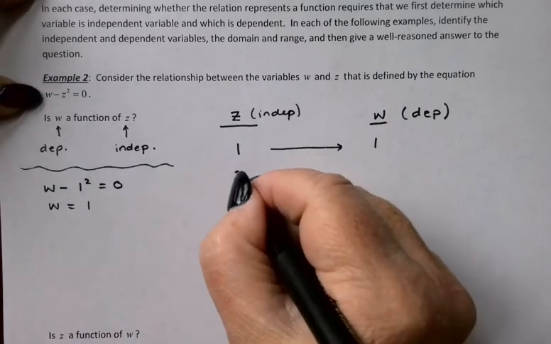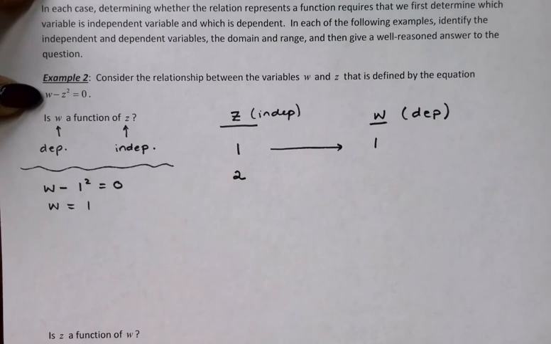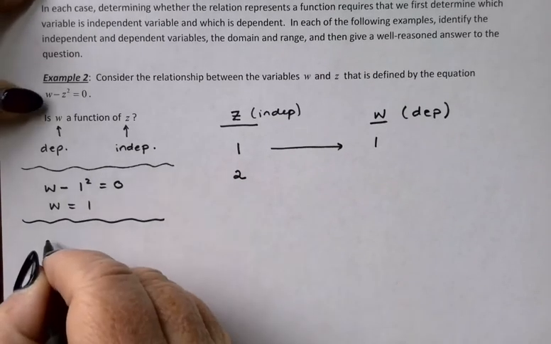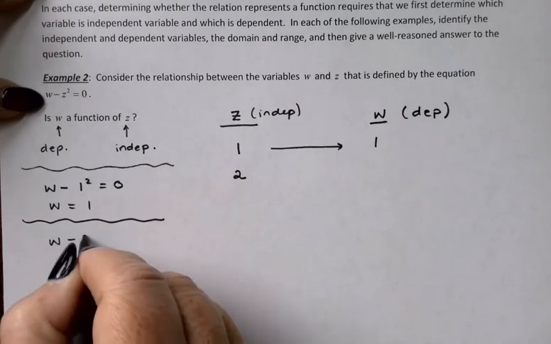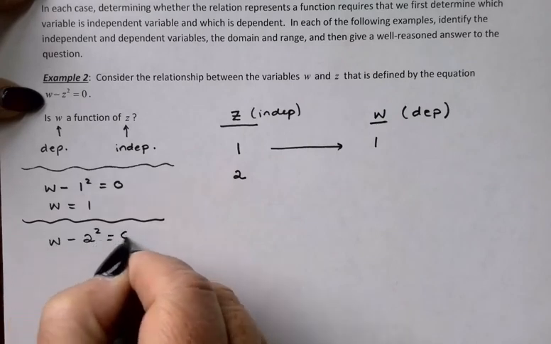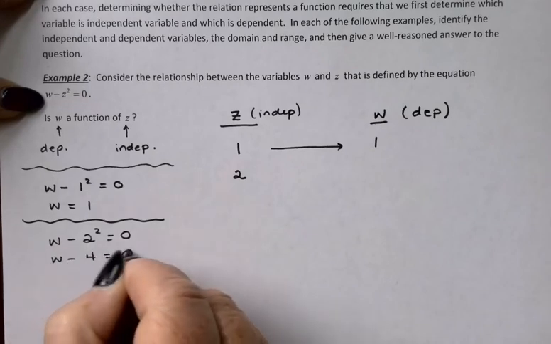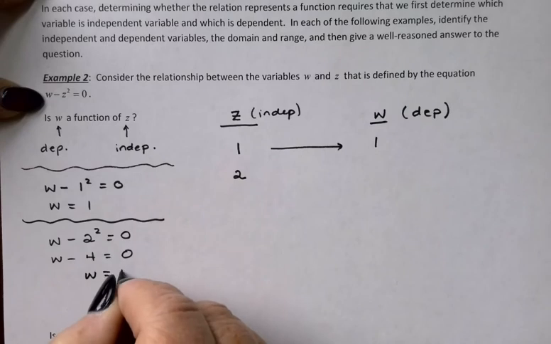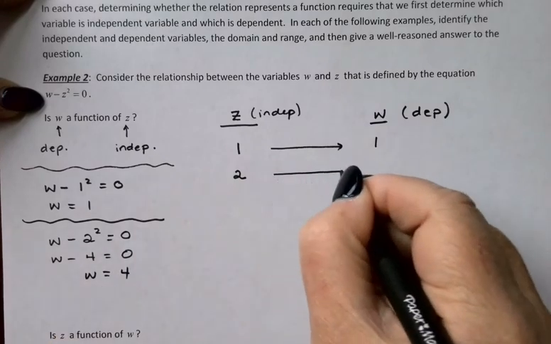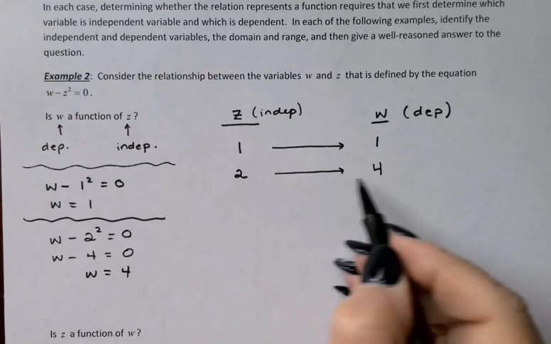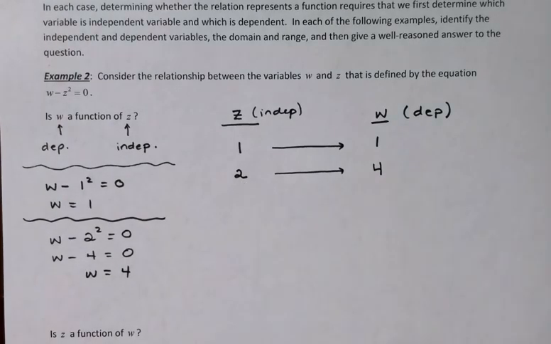Let's do a z of 2. Again, coming back to my equation, w minus 2 squared equals 0. w minus 4 equals 0. So w equals 4. Still doing okay. I chose one input, and it led to just one possible value of the output, or dependent variable. I'm going to do one more.